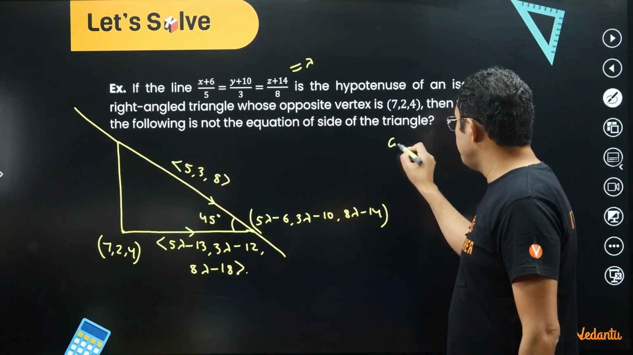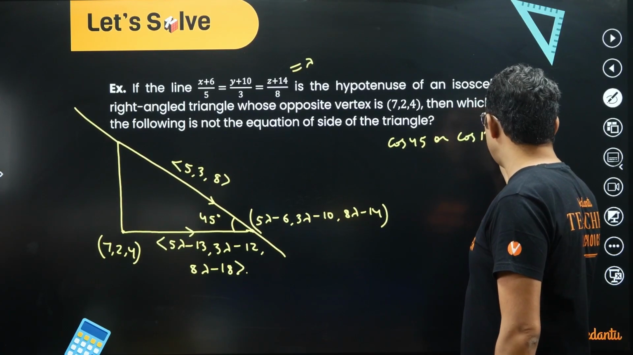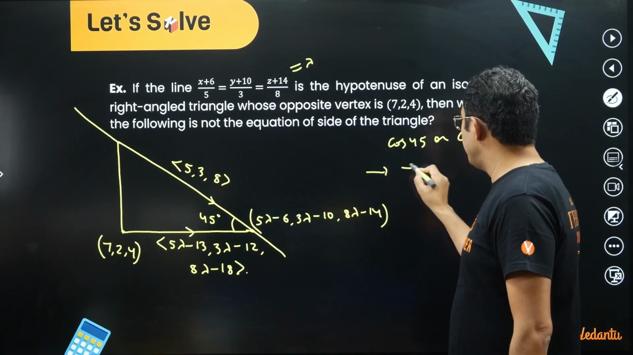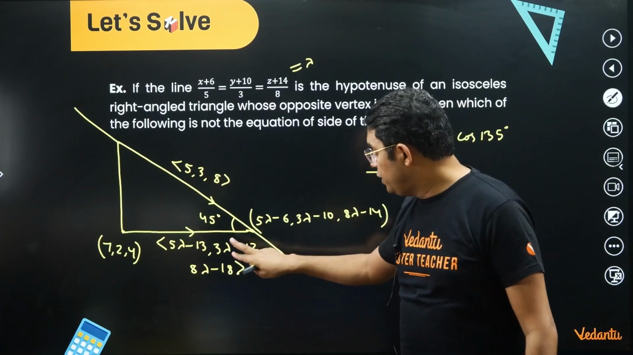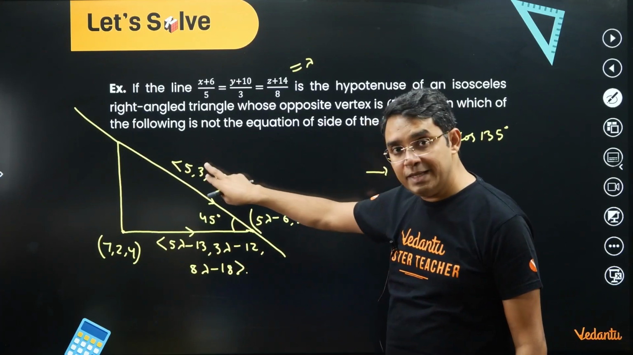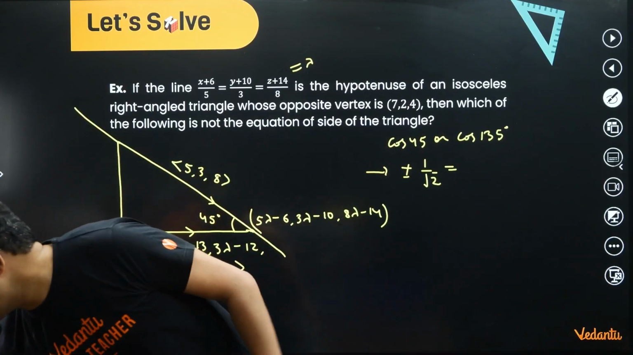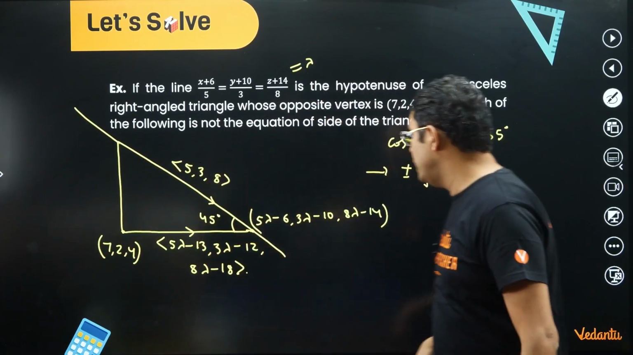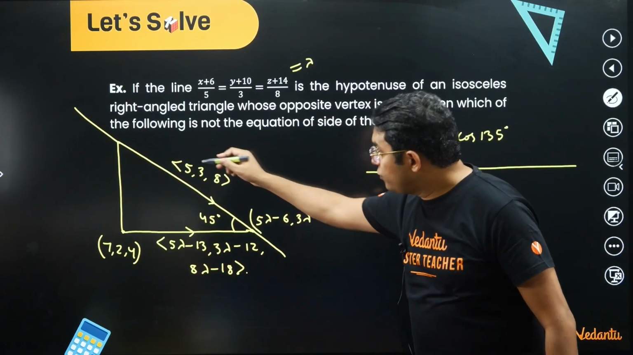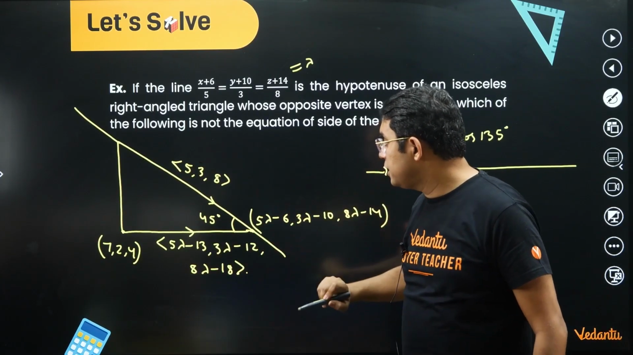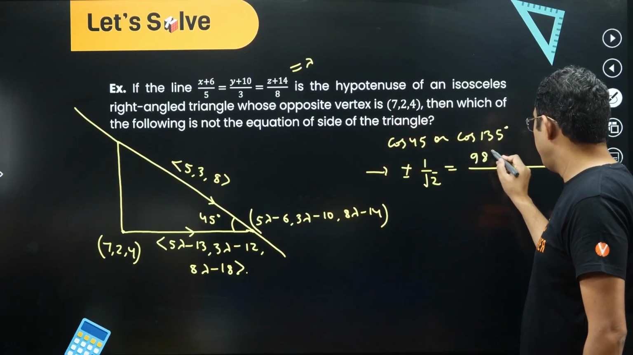So cos of 45 or cos of 135, using the dot product, we will be getting plus or minus 1 upon root 2, and that has to be equal to the dot product of this direction ratio with this one, upon their magnitudes. If you multiply this with this, we will be getting 5 into 5, 25. Let me write the lambda terms first: 25 plus 9, 34, 34 plus 64, 98 lambda.